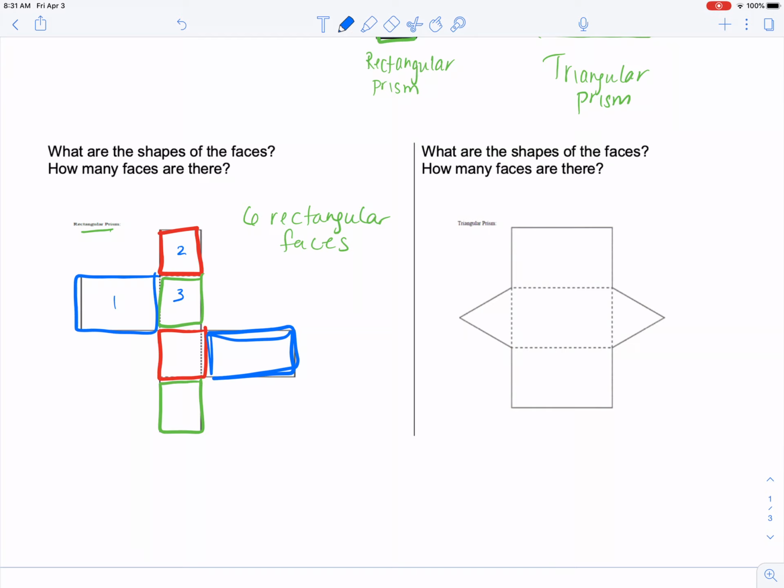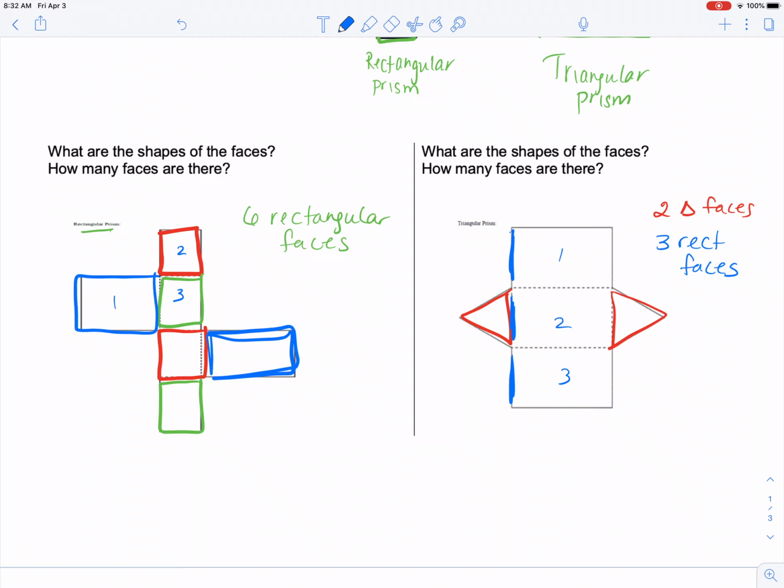A triangular prism has 2 triangle faces that are the same. So you only have to get the area of one of them and times it by 2. And then you have 3 rectangle faces, though they're all different. 1, 2, and 3 could all have different lengths. If the 3 lengths of the sides of the triangle are different, these 3 lengths are going to be different.